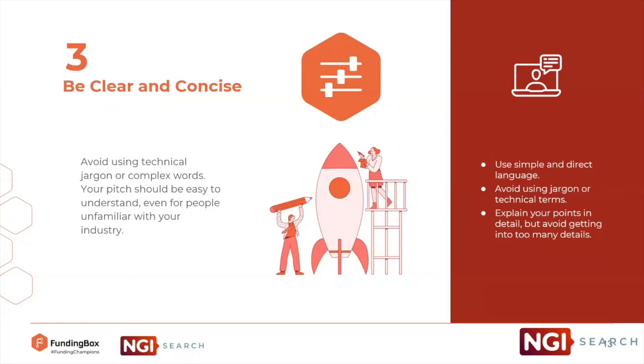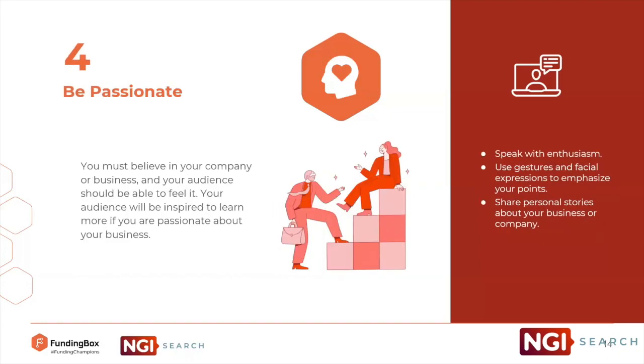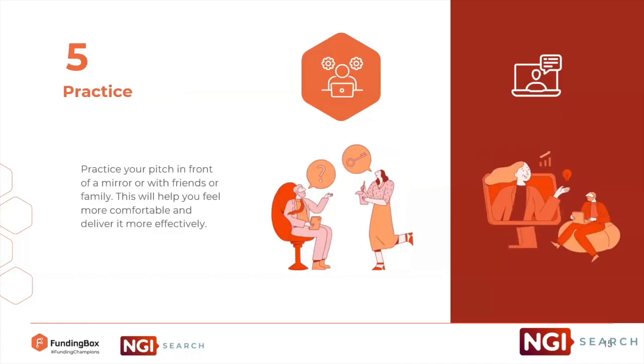For being concise and clear, please try to have a clear idea of your business approach, about what you do, you know, that kind of thing. Be passionate. You must love what you do. If you want people to love your business, please love your business first. Show them how you love your business or idea, okay? And practice, practice, practice.